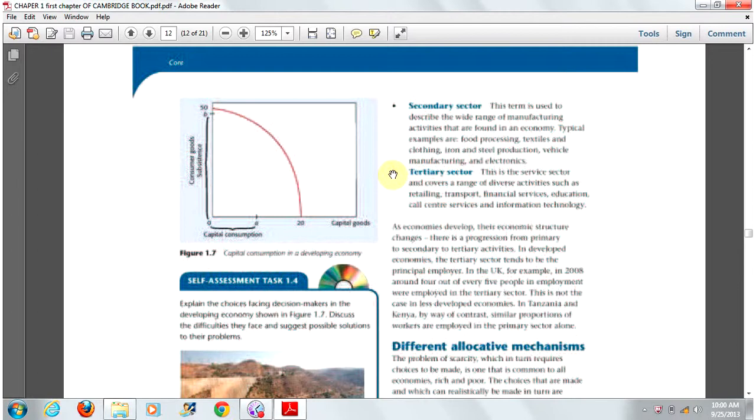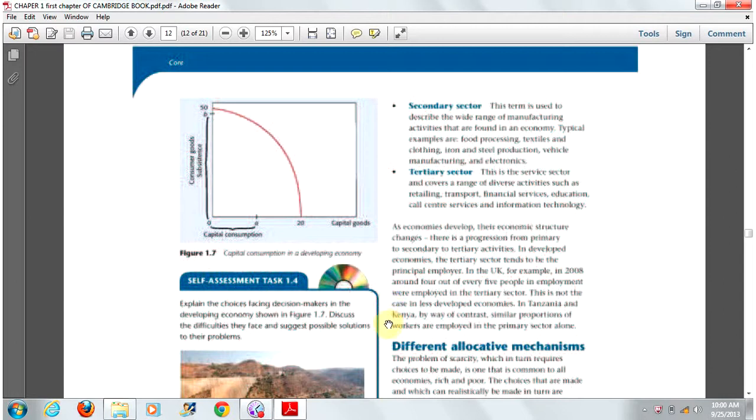As economies develop, their economic structure changes. There is a progression from primary to secondary to tertiary activities in developed economies. The tertiary sector tends to be the principal employer. In the UK, for example, in 2008, around 4 out of every 5 people in employment were employed in the tertiary sector. This is not the case in the less developed economies. In Tanzania and Kenya, by way of contrast, similar proportions of workers are employed in the primary sector alone.